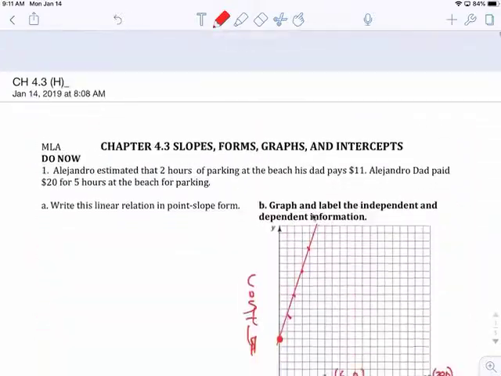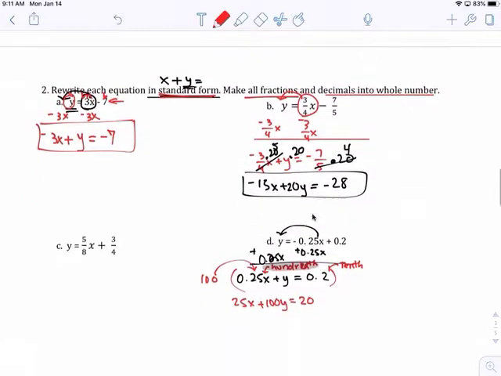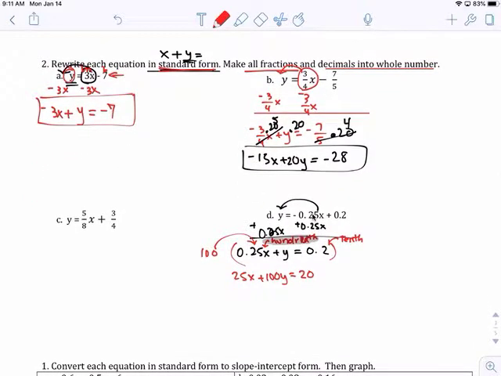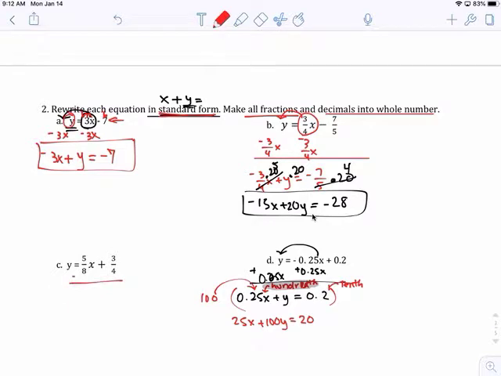Homework from this one, okay? We did these in class. This one here. Okay. Going over this. This is in slope-intercept form, and they want it in standard form.